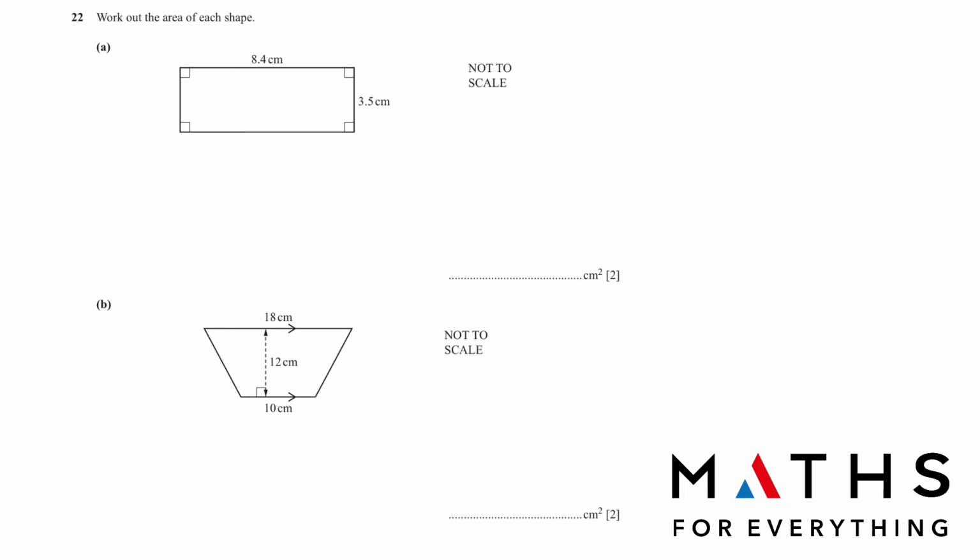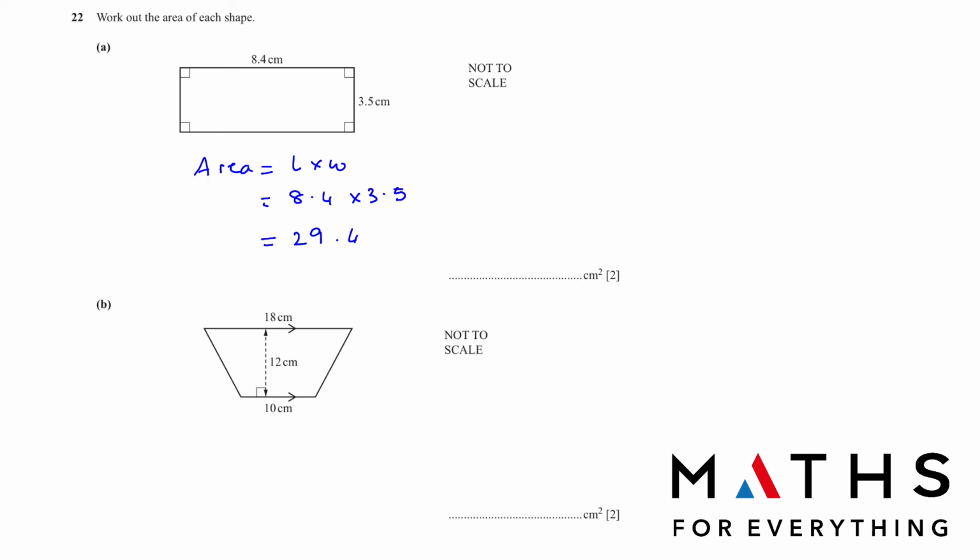Question number 22A. Work out the area of each shape. To find the area, this is a rectangle. Area is equal to length times width. So 8.4 multiplied by 3.5. This will give us 29.4 square centimeters.